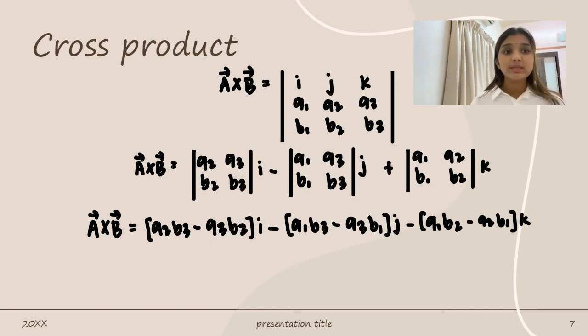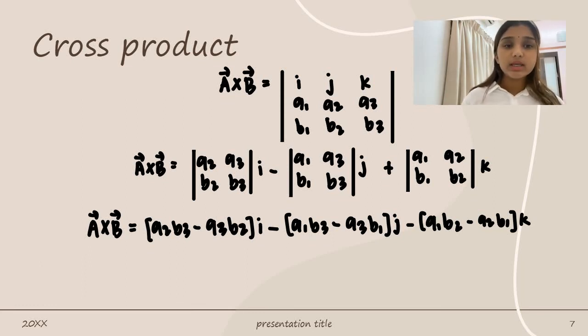So now we will be seeing how do we use the cross product formula. So there is two vectors, vector A and vector B. In both these vectors, there are three values in it. The first one, we consider this as I, the second one as J, and the third one as K. And we consider them as A1, A2, and A3.